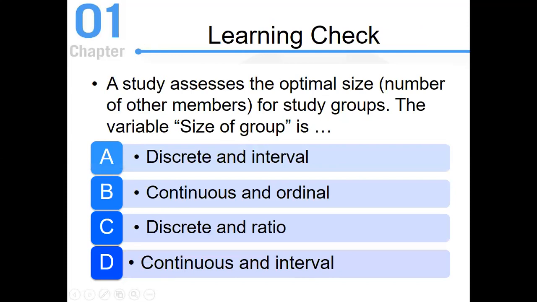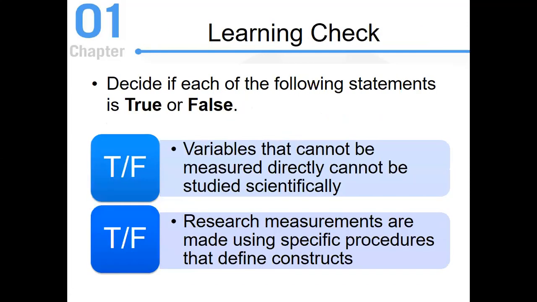I'm going to skip this one actually, and let's just go to these true-falses. True or false, variables that cannot be measured directly cannot be studied scientifically. True or false? Hopefully everyone is saying false because this course wouldn't even exist.